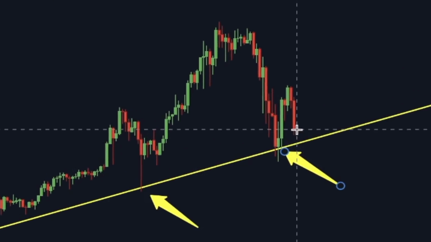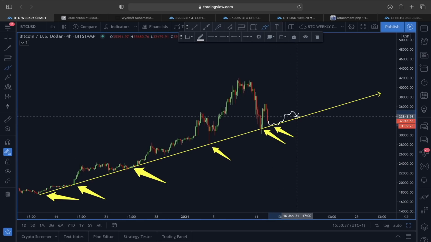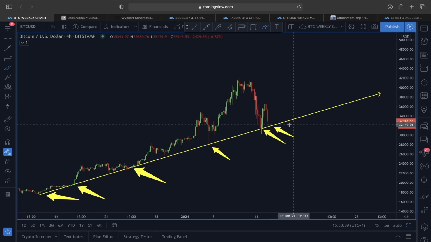And what does this price pullback mean? If we are going to see a pullback around this rising trend line area, this rising trend line could act as a very strong support for Bitcoin. And not only support, this is also showing us a possible trend direction.